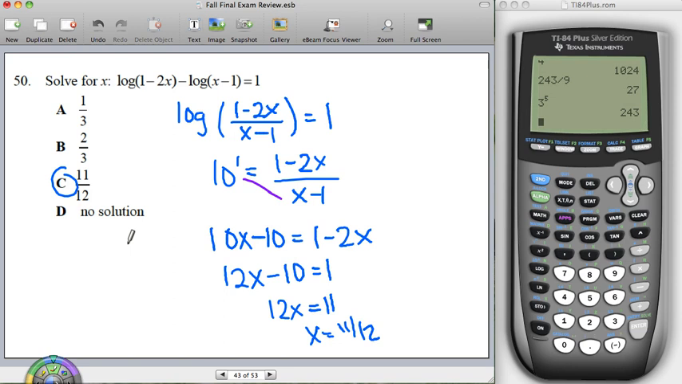Does that actually work? I'm guessing it doesn't. Well, let's double check our answer. If I take 11 twelfths and plug it in for x over here, it's going to give me a negative number. So my answer is not C, it is D. Not going to work because what's inside your logarithm cannot be negative. So be careful. Don't make that mistake on your final. Always double check your answers.